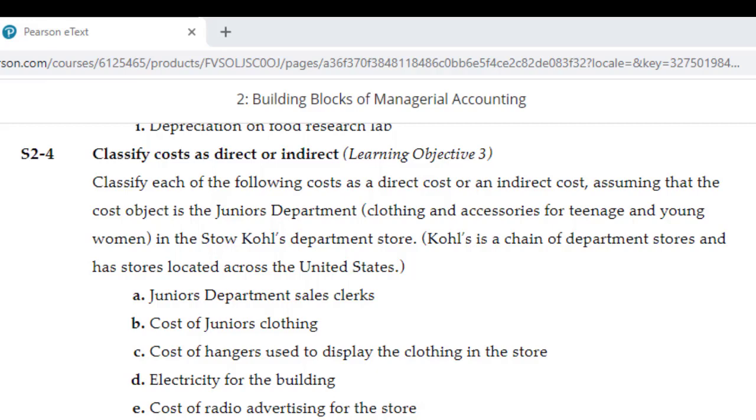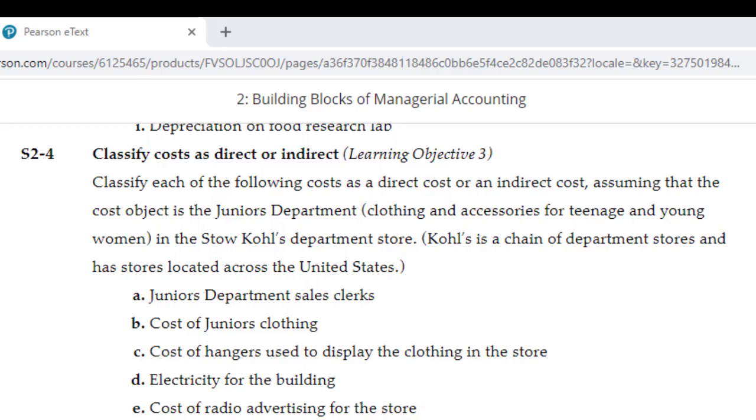But then we get to C, and this is a good example of an indirect cost because it's all the hangers used in that store. The cost of all the hangers used in the store means that you have to take the cost and allocate it between the different departments. In other words, split it up. So if you spent $100,000 on hangers, how are you going to put part of that $100,000 towards the Juniors department? We're going to have to come up with some method, maybe the number of hangers used or the square footage of the Juniors department, or some method is going to have to be used to split the cost up, because it's not directly associated, it's an indirect association. It's all the hangers in the building.